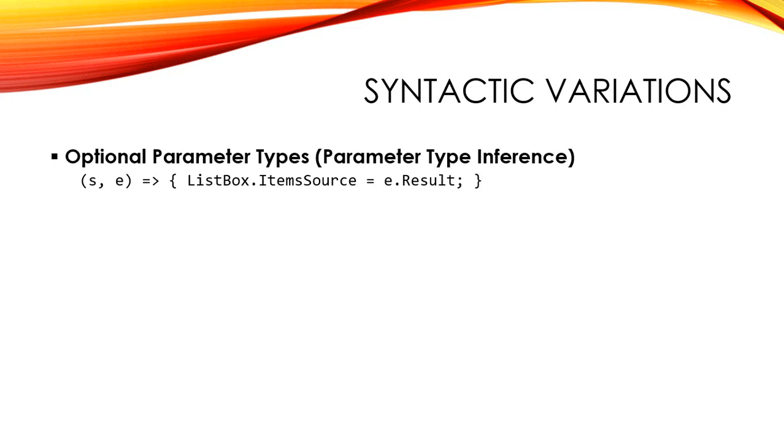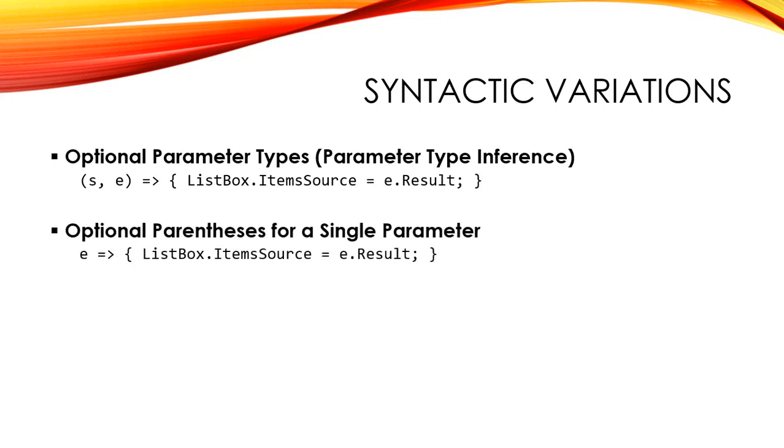The first is called parameter type inference. What this means is that if the compiler can figure out the types of the parameters, we don't have to put them in. So here we see our parameters s and e without any type specified. Now these are still strongly typed. The difference is the compiler can figure it out, so we don't have to type it in.